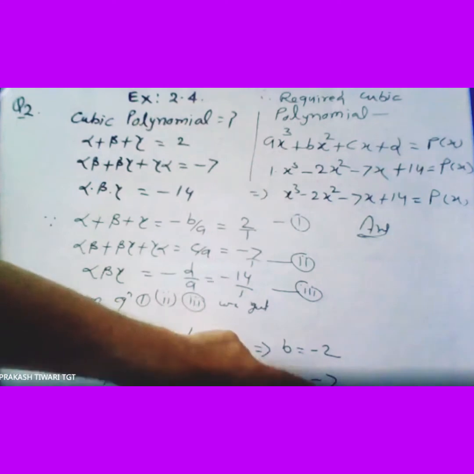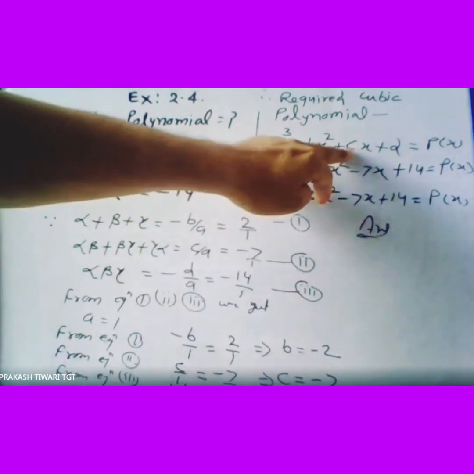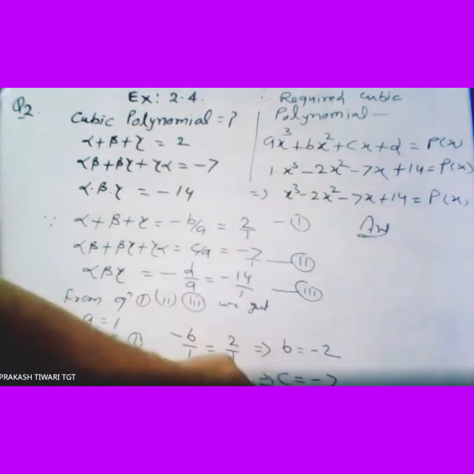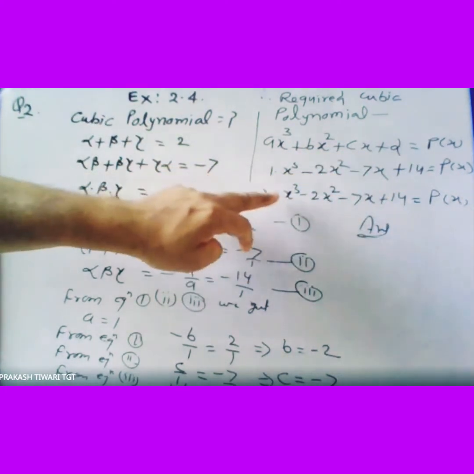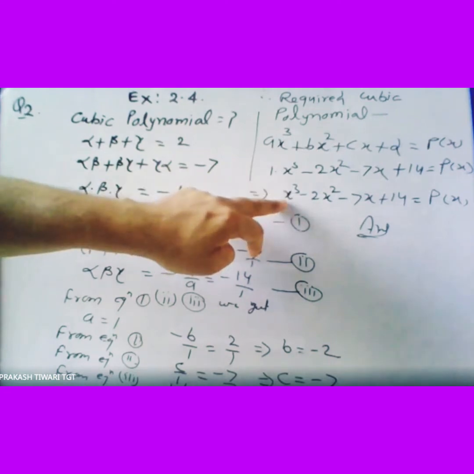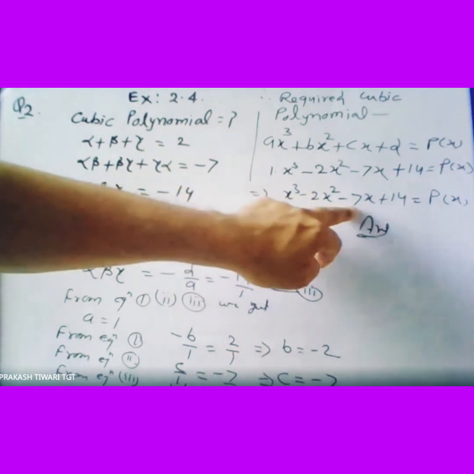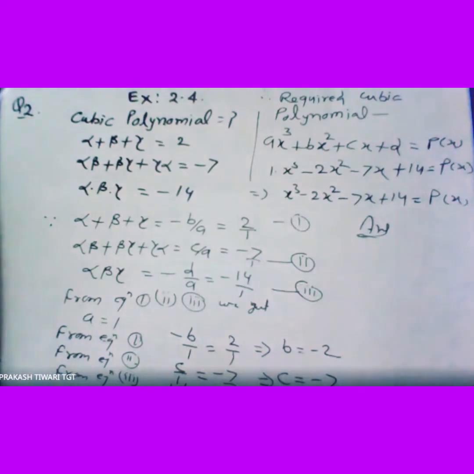And c equal to minus 7. So you will put here c equal to minus 7. And now d equal to 14. So you will put here d equal to 14. Then finally 1 is meaningless. So you will get x cube minus 2x square minus 7x plus 14. So this is the cubic polynomial, that is the required thing. इस तरह से हम इस क्वेश्चन को कंप्लीट कर लेंगे.